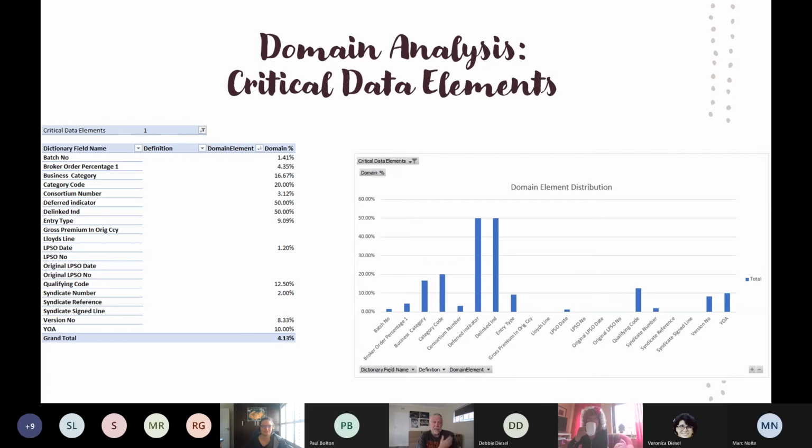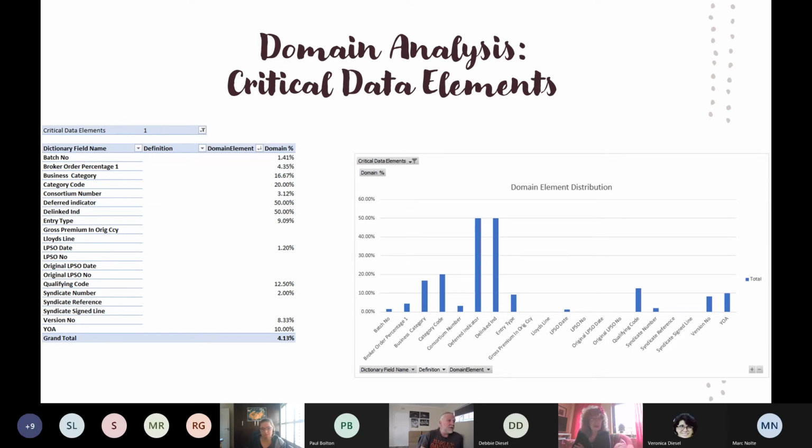Yeah, so I think last week we actually spoke about the data citizen interview checklist, in terms of what are the questions that they need to ask. And it's really helpful when you have something like this to say, well, what is the impact of a LPSO number being blank? Right? What is the impact?